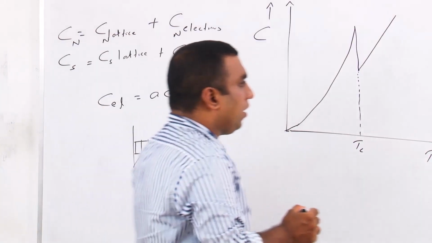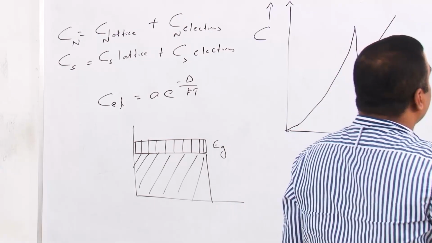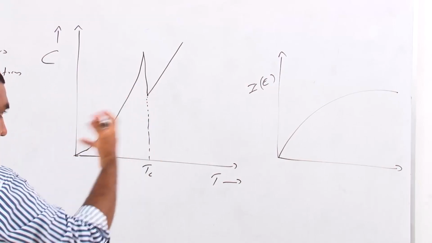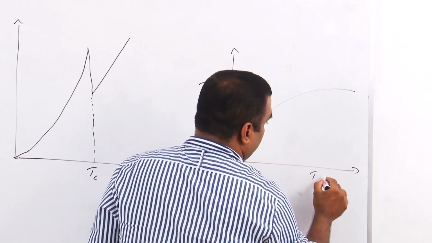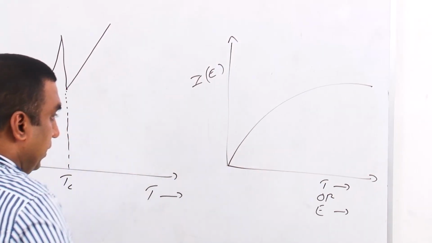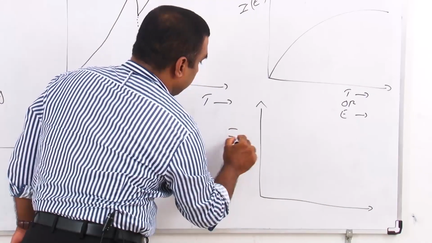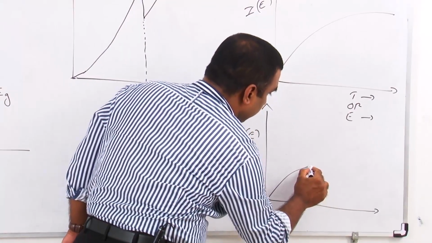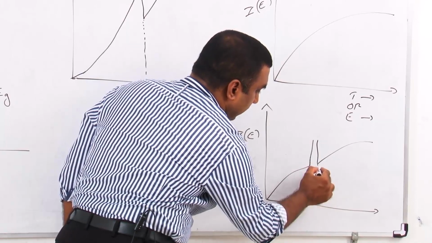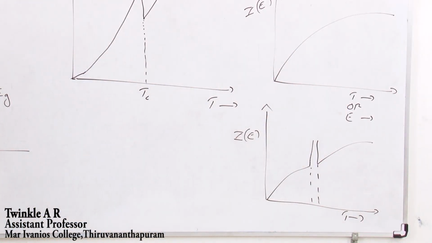If we take the density of states, we have Z of E, which is the density of states, and the variation is like this for a normal metal. Here we can take temperature, or we can take energy as a function of temperature. But for superconductors, the variation is like this. Density of states here, and here we have a sharp variation, the energy gap. Thereafter it varies. There is a small energy gap we can find here. Here also it is temperature or energy as a function of temperature.